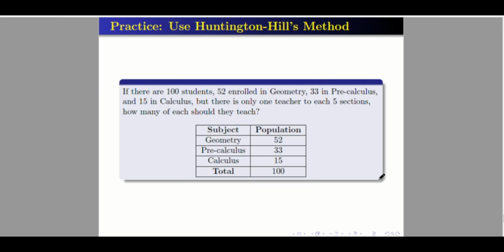Again, you may use this problem as your example and use Huntington-Hill's method. So thank you for listening.